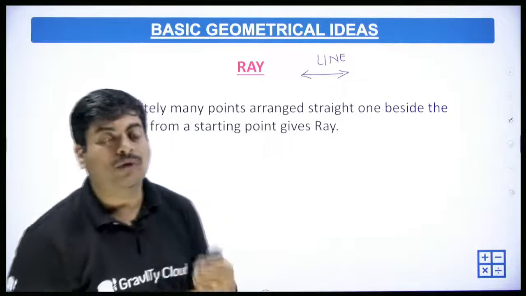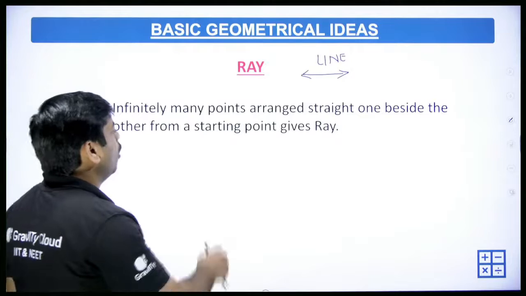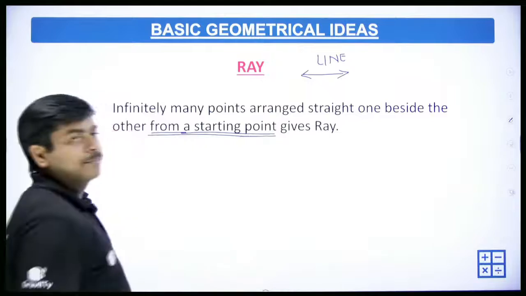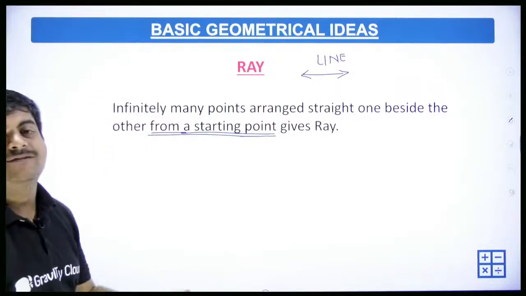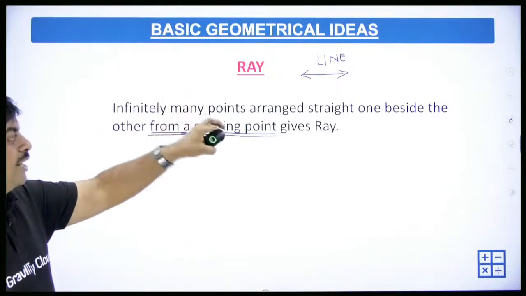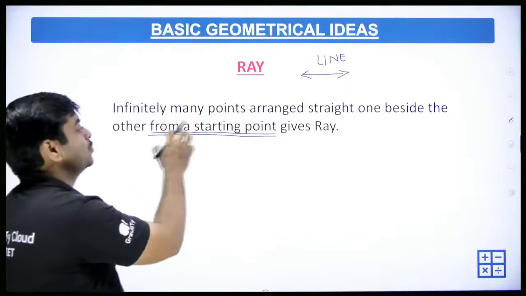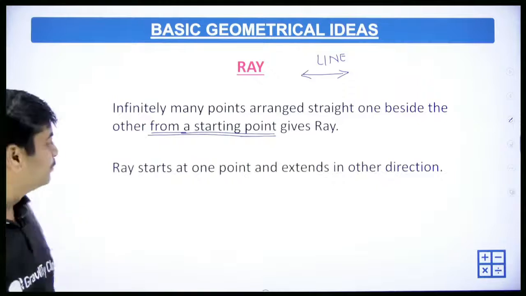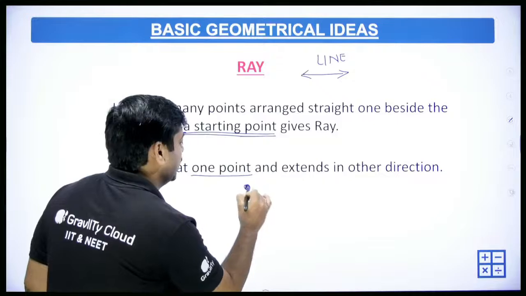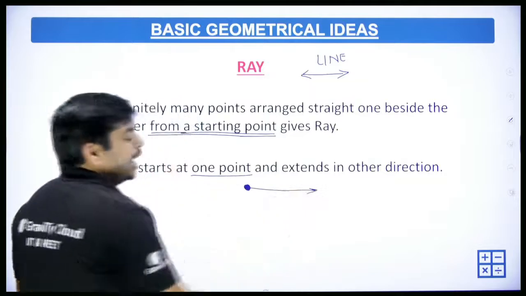And now let's try to discuss what is a ray. Infinitely many points arranged straight one beside the other from a starting point. This is very, very important. From a starting point gives a ray. Infinitely many points arranged straight one beside the other from a starting point gives a ray. Okay. A ray starts at one point. Let's say this is the point where it's starting its journey and extends in the other direction.